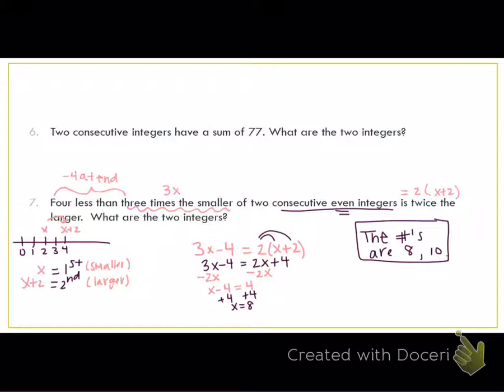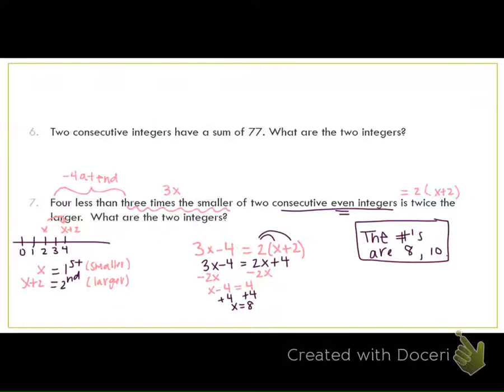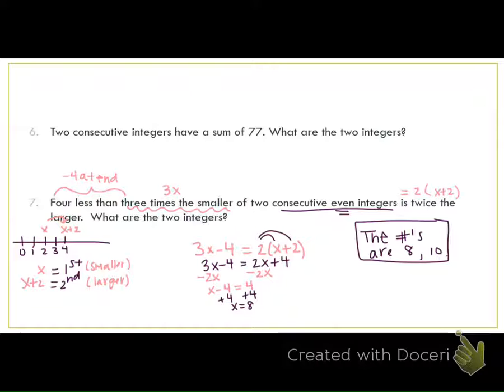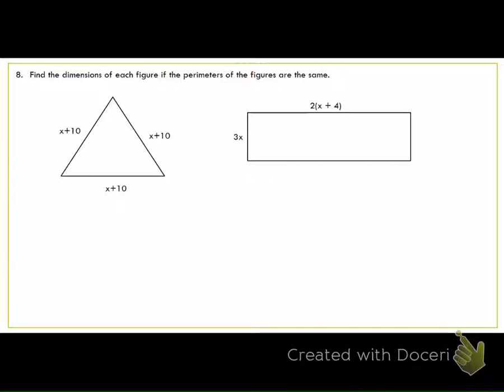All right, whenever you guys are ready, go ahead and flip to the last problem. If you have a question about consecutive numbers, please let me know now. Bless you. All right, so it says find the dimensions, which means you need to find the measures of each side.